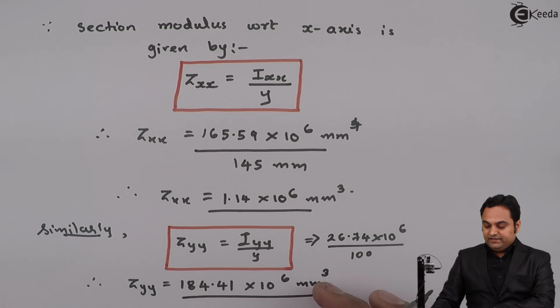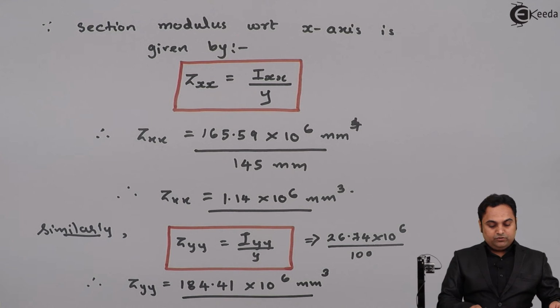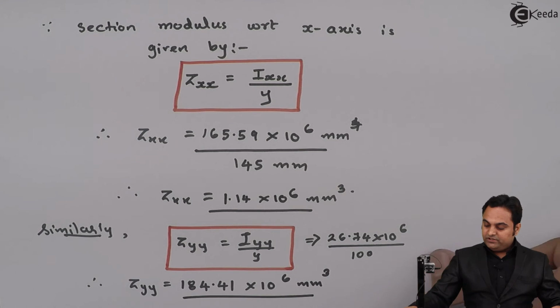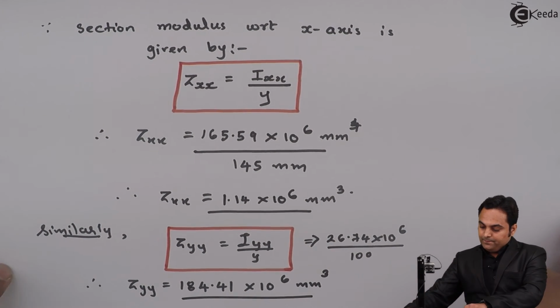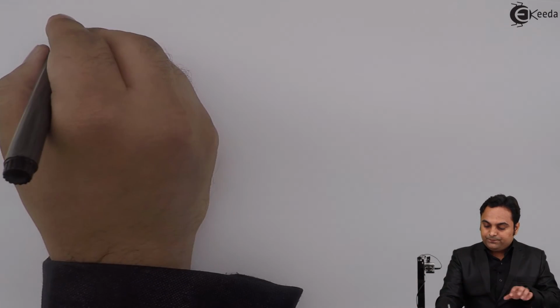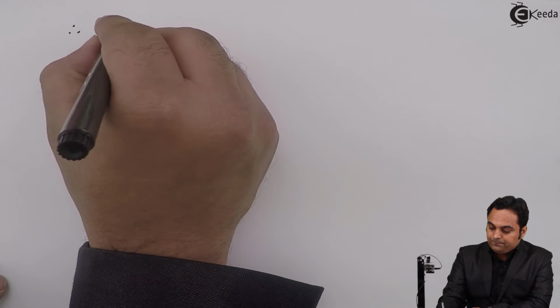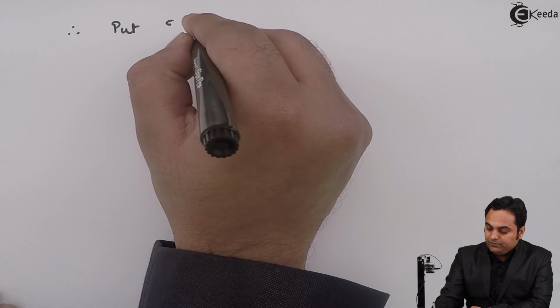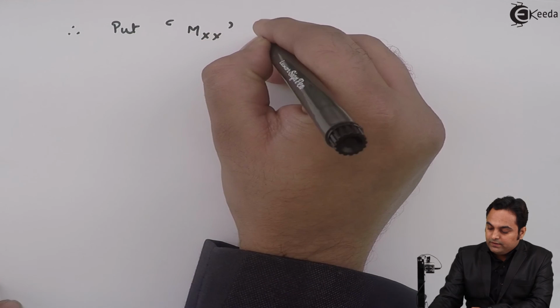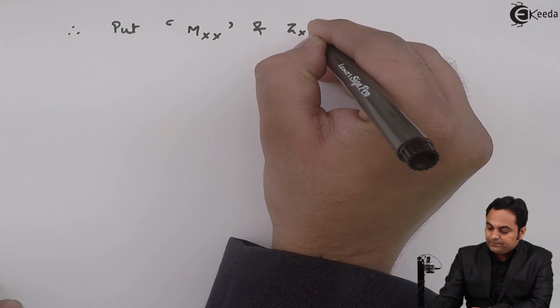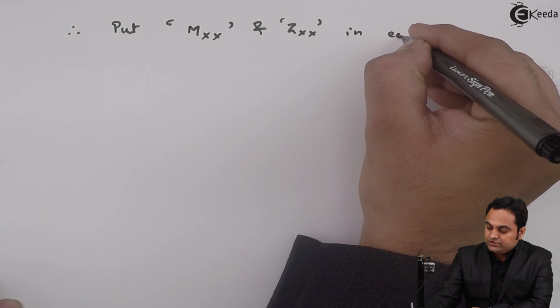So after getting Zxx, Zyy, we can put the values in equation number 1 and 2 respectively. So here I'll say that therefore put bending moment at xx and Zxx in equation number 1.